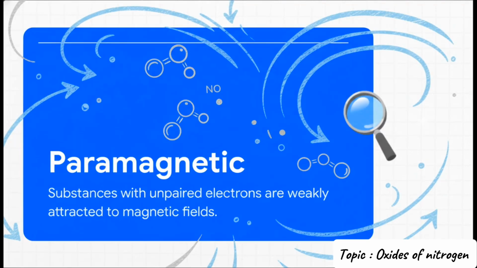So there's a fancy word for this property, paramagnetic. It just means the molecule is weakly attracted to magnetic fields. But for our story, all you need to know is this. Being paramagnetic is like a chemical signal that this molecule is looking for trouble. It's a huge clue that it's not going to stay neutral for very long.